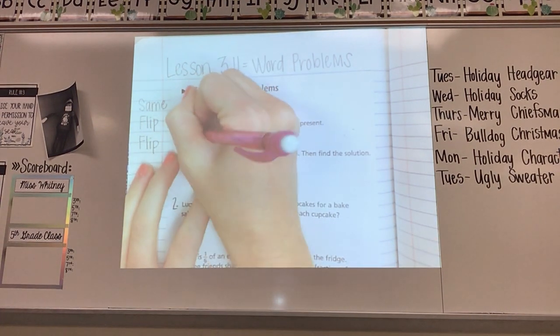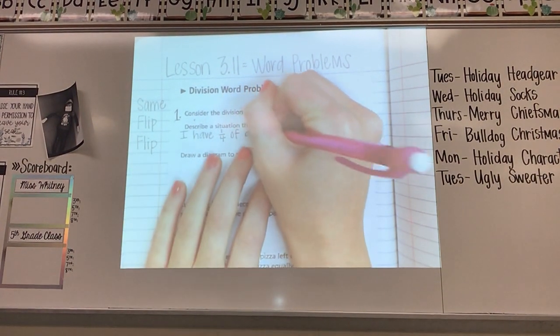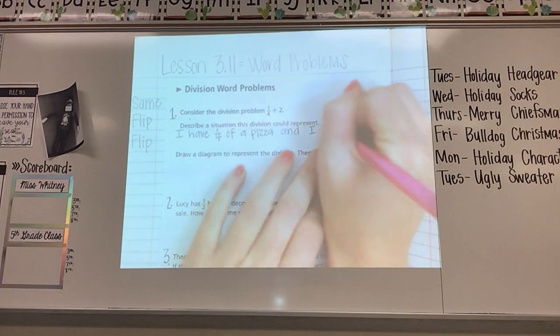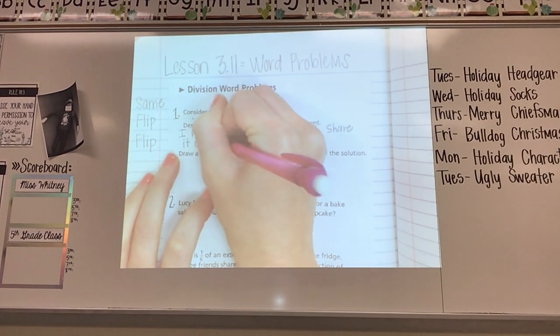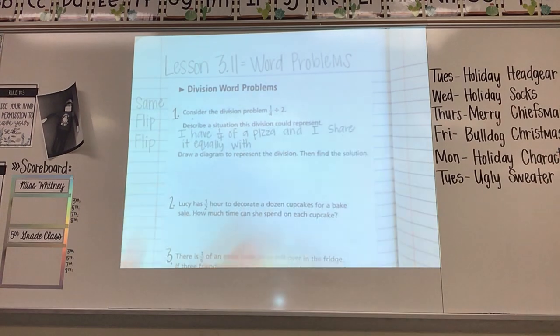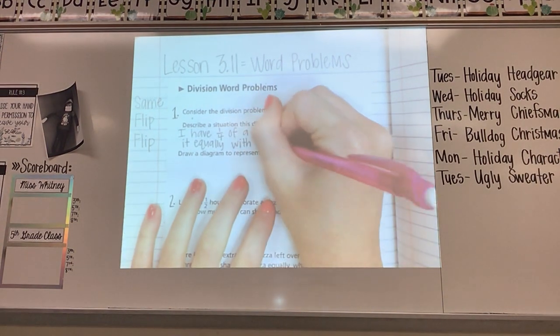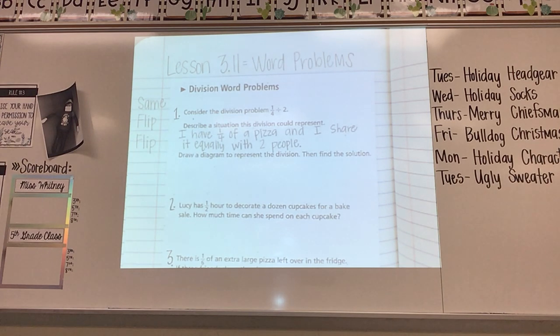So I'm going to write, I have 1/4 of a pizza, and I share it equally with, how many people would I need to share it equally between to match this equation they gave me? 2, with 2 people. Okay, so we just use our first number, that's how much of something that I have, and my second number tells me how many people I'm going to divide it between, because if I'm sharing it, we know we're dividing it between that many people.